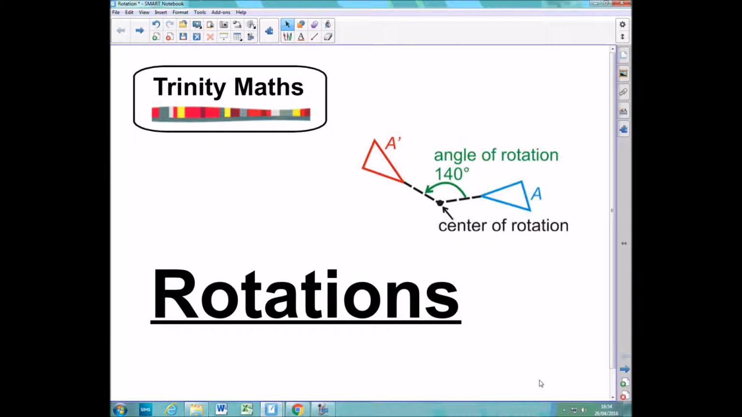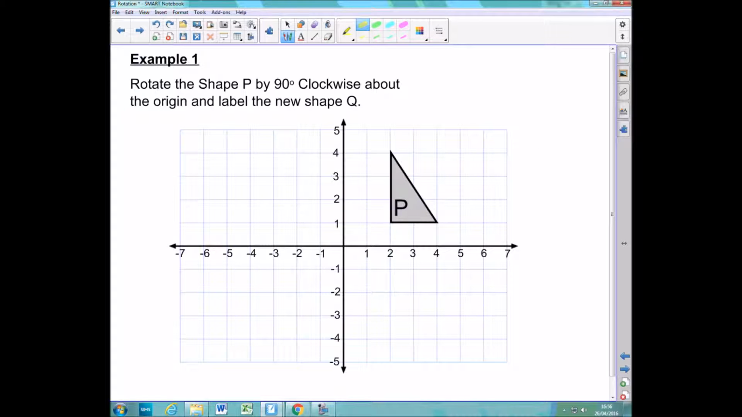In this video we're going to look at the transformation rotation. Okay, so here we have an example of a typical rotation question that you could get on your paper.